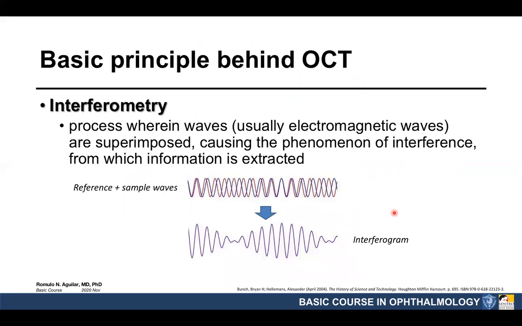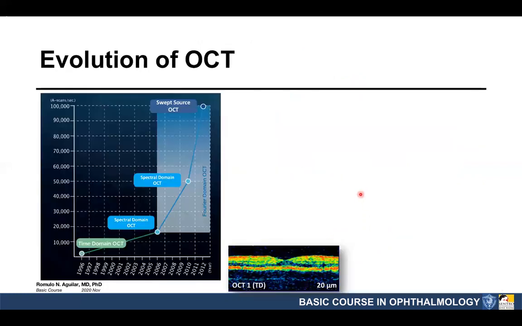Now, the heart of the OCT principle is what we call interferometry. Now, what is interferometry? It's a process wherein the waves are superimposed, causing the phenomenon of interference from which data is extracted. So for example, here you have interposed upon each other the reference wave and the sample waves. They're not really in sync. From there, what is generated is called the interferogram. It's a physical and mathematical summation of the waves. And this is the heart of the OCT principle.